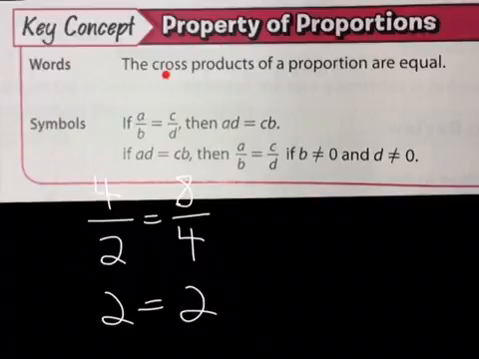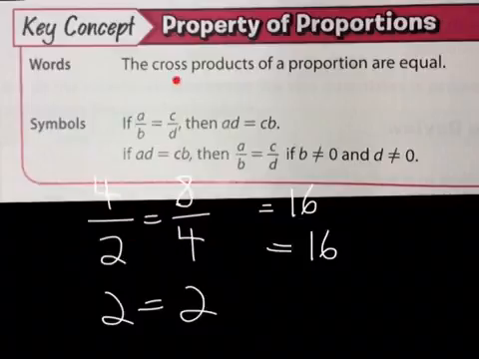Now, here's what we mean by cross products of a proportion are equal. Cross products will be equal. 4 times 4 equals 16. And 2 times 8 also equals 16. So you can see that when we do cross products of a proportion, when we cross multiply, we're going to have an equal value. Okay, so 16, 16, and the ratios are the same. They're both also 2. That's why I said equal there.